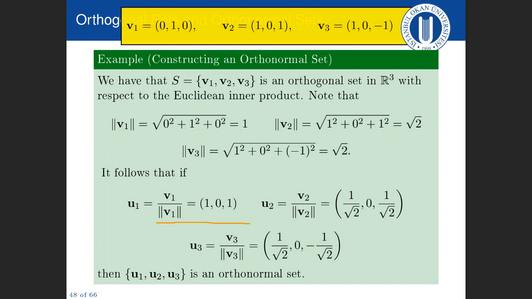And that's a typo. That should be 0, 1, 0. u2 should be v2 divided by the norm of v2. And u3 is going to be v3 divided by the norm of v3. We have 3 different unit vectors, and because they point in the same directions of v1, v2, and v3, these 3 unit vectors are orthogonal. So that means we have an orthonormal set.